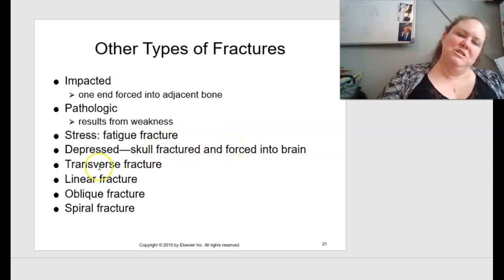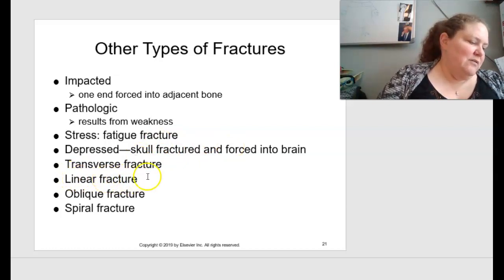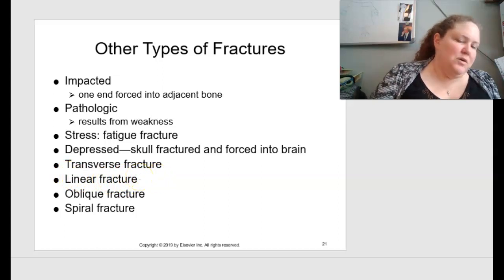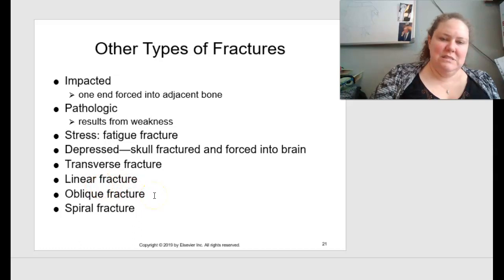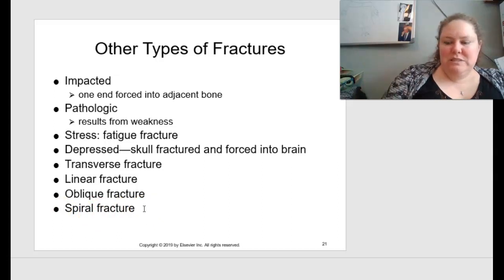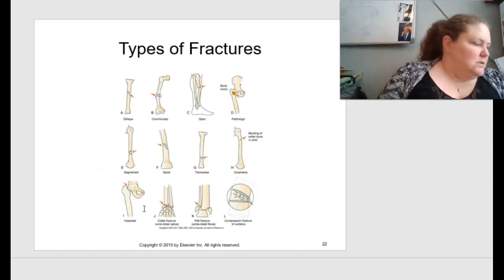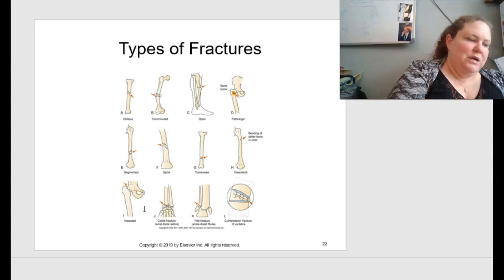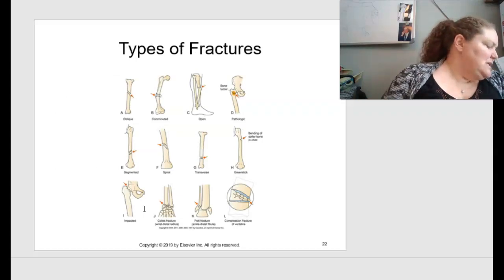You have transverse fractures, you have linear fractures. So the transverse is where you have the fracture across the bone. Linear fracture is the break along the axis of the bone. An oblique fracture is going to be the break at an angle of the diaphysis of the bone. And then you have a spiral fracture, which is a break that angles around the bone, usually due to a twisting injury.